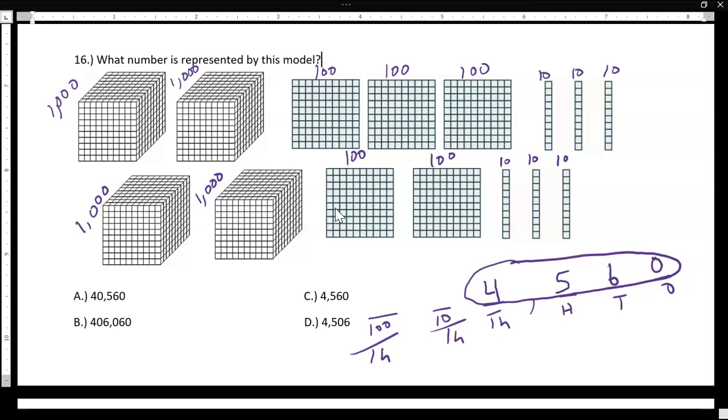4,560. Your answer is C. Again, our answer is C. If you would have replaced this, because they're thousands, Keontrell, they're not 10,000s. If you put it in the 100,000 place, would it be right? What if you would have counted it wrong?